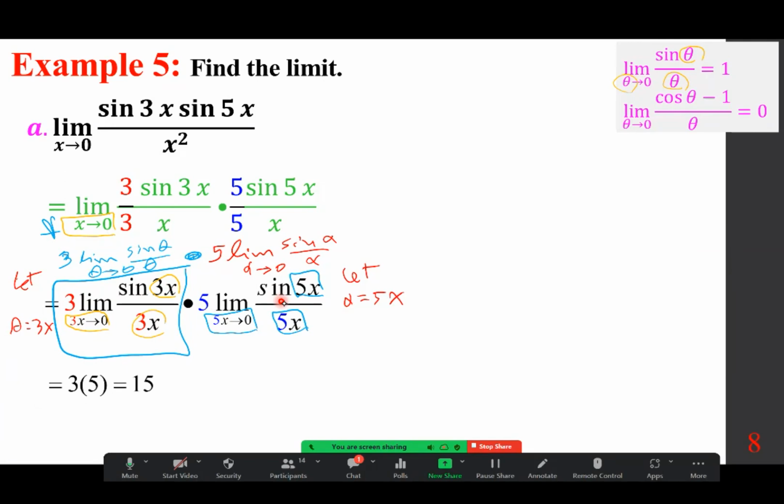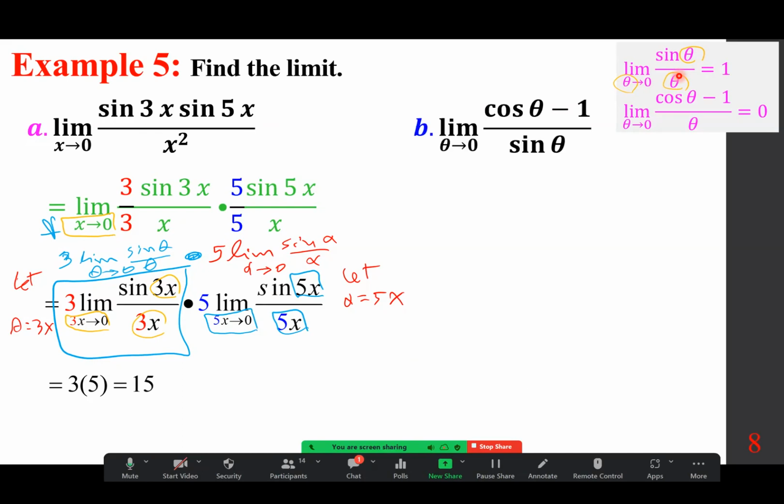But it is important to know, if it's x, you have to change this to 3x, because this one and this one must be identical according to this identity, if you will, according to this limit. If you want to use that one, then the argument of sine, the denominator, and this piece that is approaching 0 must be identical for it to work.